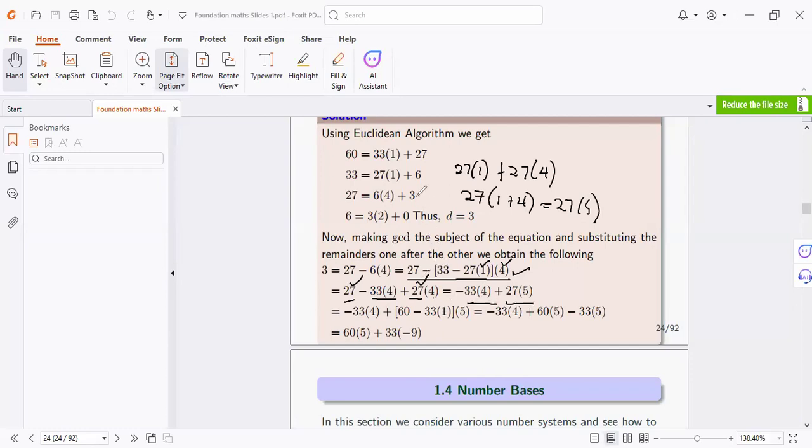Now, we had already substituted this remainder. Now you substitute the last remainder, 27. And when you do that, 27 will be the same as 60 minus 33. So that's what I have written here: 60 minus 33. Then multiply by this 5.